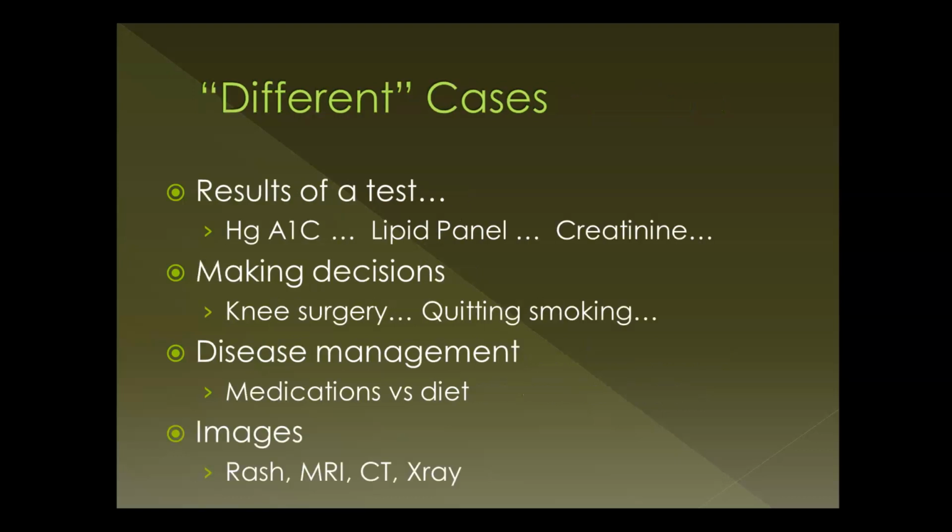Some of the things they may ask you to do during Step 2 CS include reviewing results with the patient. I would estimate that might be a hemoglobin A1C, a lipid panel, an abnormal creatinine. You might be asked to make decisions or help the patient make decisions about things like quitting smoking. Might have to talk about disease management, like with medications or diet, and any images that the patient may have had done in the past.